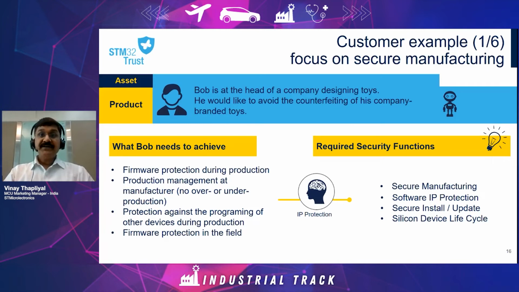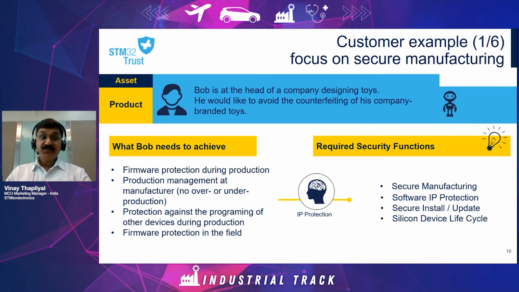So we have taken some customer examples. The first example focuses on secure manufacturing. Here the asset is the product. For example, Bob is at the head of a company designing toys. He would like to avoid counterfeiting of his company's branded toys. So what does Bob need to achieve?